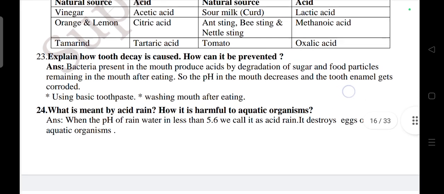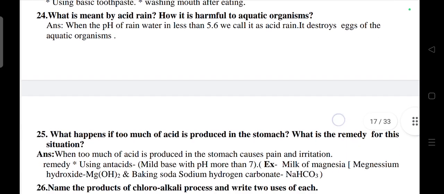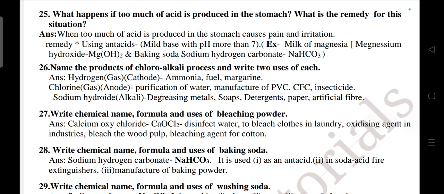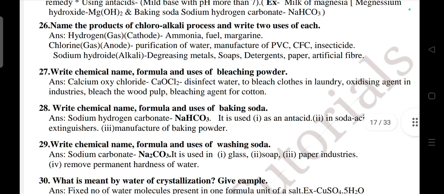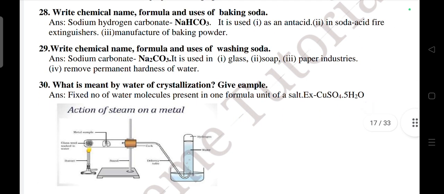How can it be prevented? What is meant by acid rain? How is it harmful to aquatic organisms? What happens if too much acid is produced in the stomach? What is the remedy for this situation? Name the products of the chloralkali process and write 2 uses of each. Write the chemical name, formula and uses of bleaching powder. Write the chemical name, formula and uses of baking soda. Write the chemical name, formula and uses of washing soda.